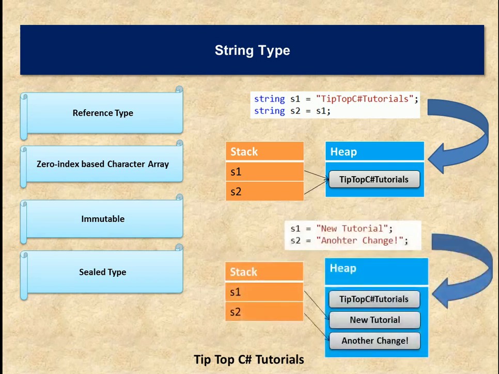Let's take another scenario. You're updating the same s1 string variable to a different string, say "new tutorial", and you are updating the s2 variable to another change. These are different strings, and how does it get allocated in memory? As shown in the picture below, the new tutorial string is allocated and another change string is allocated, and s1 and s2 are pointing to these two instances respectively. The "Tip Top C# tutorials" string which we initialized earlier, that memory is still there, and it will be taken care of by garbage collection to free up this memory.